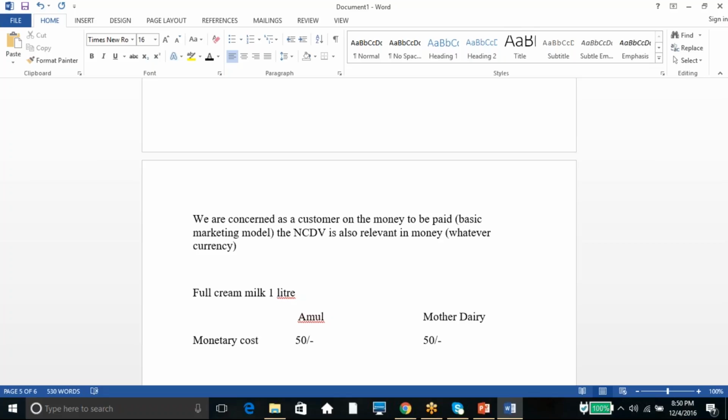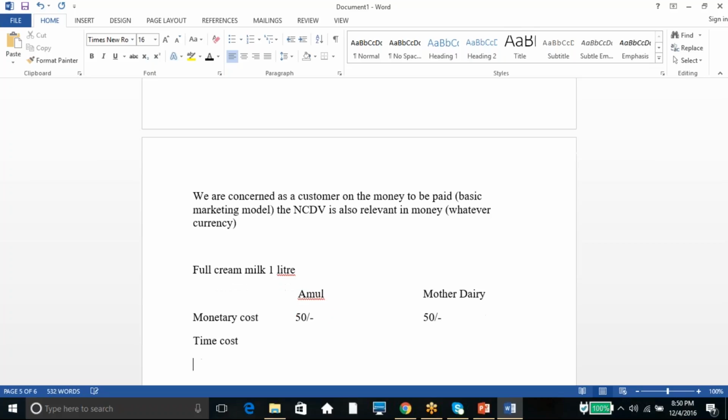You could get a scheme running at some point of time, and that's a good variation to check out the NCDV. So maybe if you are a buyer of Amul and Mother Dairy takes out a scheme, okay, let's complete it first. We'll come to that. So monetary cost is 50 rupees a liter.